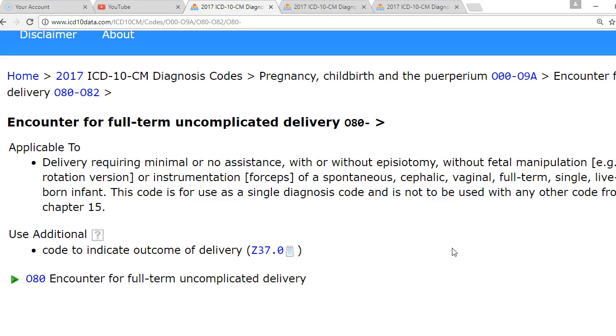This code is for use as a single diagnosis code and is not to be used with any other code from Chapter 15. So again, this is a very specific code. You have to be between 37 and 40 weeks, which is going to be full term. You need to have it spontaneous so your water cannot be broken. The baby must come out head down, face down, and one baby only. The only other code that can be used with O80 is Z37.0 because, again, that is one live-born baby.